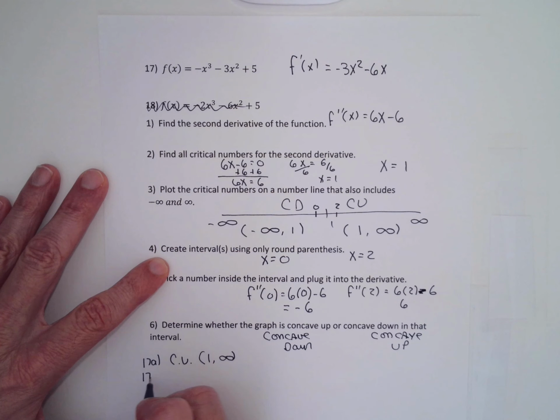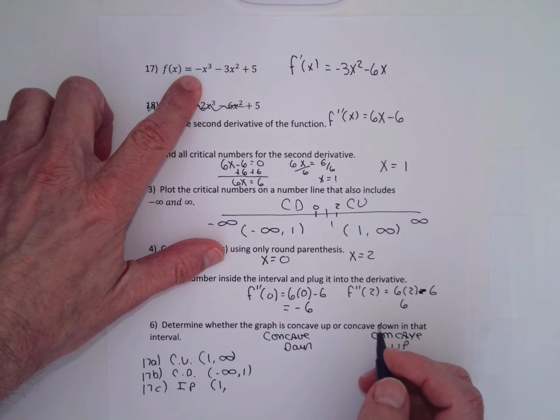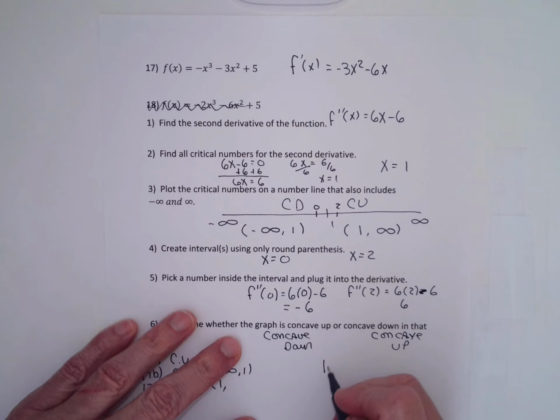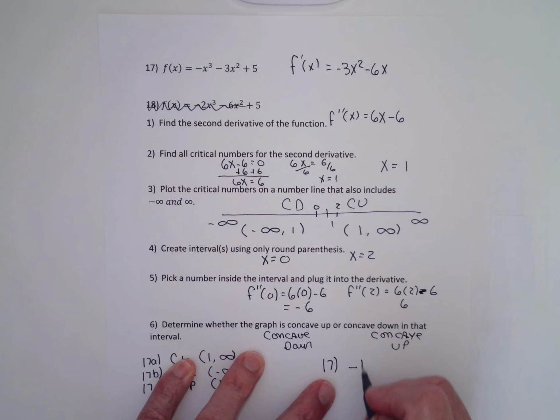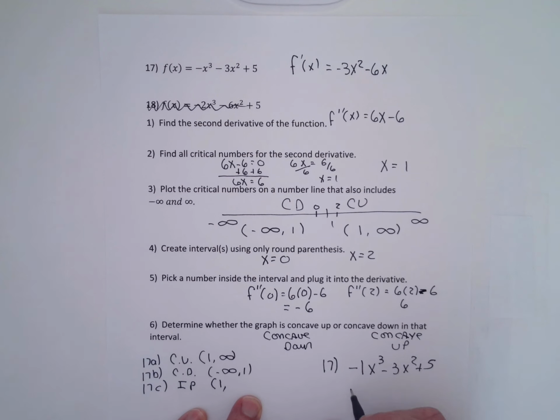For B of 17, the graph is concave down from negative infinity to 1. And for C of 17, the x-coordinate of the inflection point is 1. To get the y-coordinate, I have to do this. I have to think of the function probably as negative 1x cubed minus 3x squared plus 5. And then plug 1 in. Go negative 1 times 1 cubed minus 3 times 1 squared plus 5.